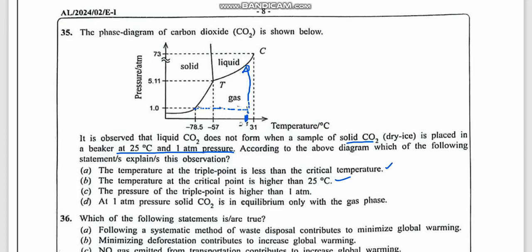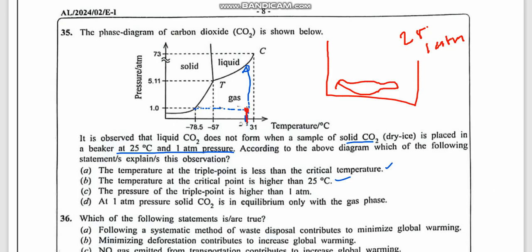Now let's discuss the 35th question. The phase diagram of carbon dioxide is given. It is observed that liquid carbon dioxide does not form when a sample of solid carbon dioxide is placed in a beaker. The temperature is 25 degrees C, pressure is 1 atm. They are asking why you can't get liquid carbon dioxide. You can see at 25 degrees C, it's somewhere here. At 1 atm, carbon dioxide can exist as a gas only.